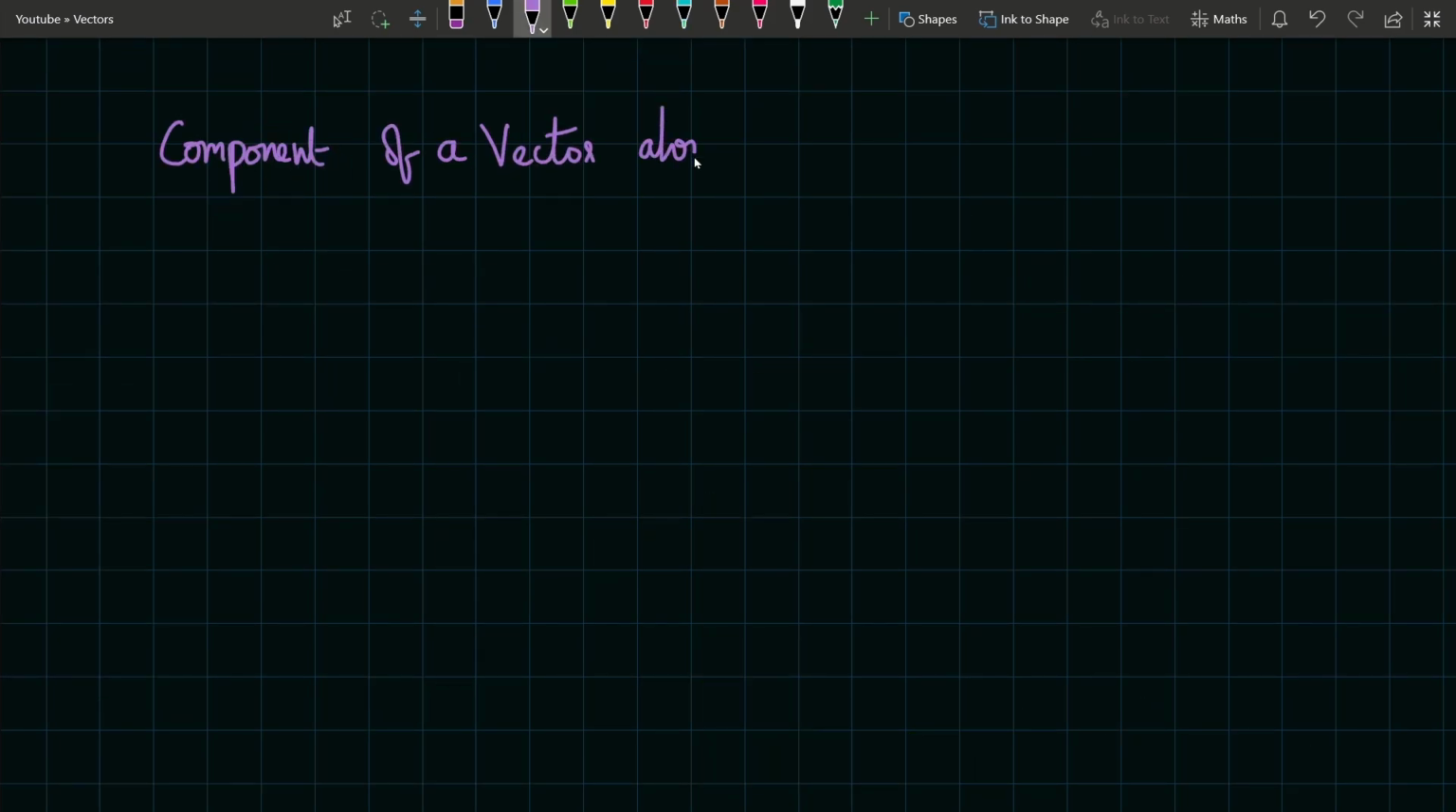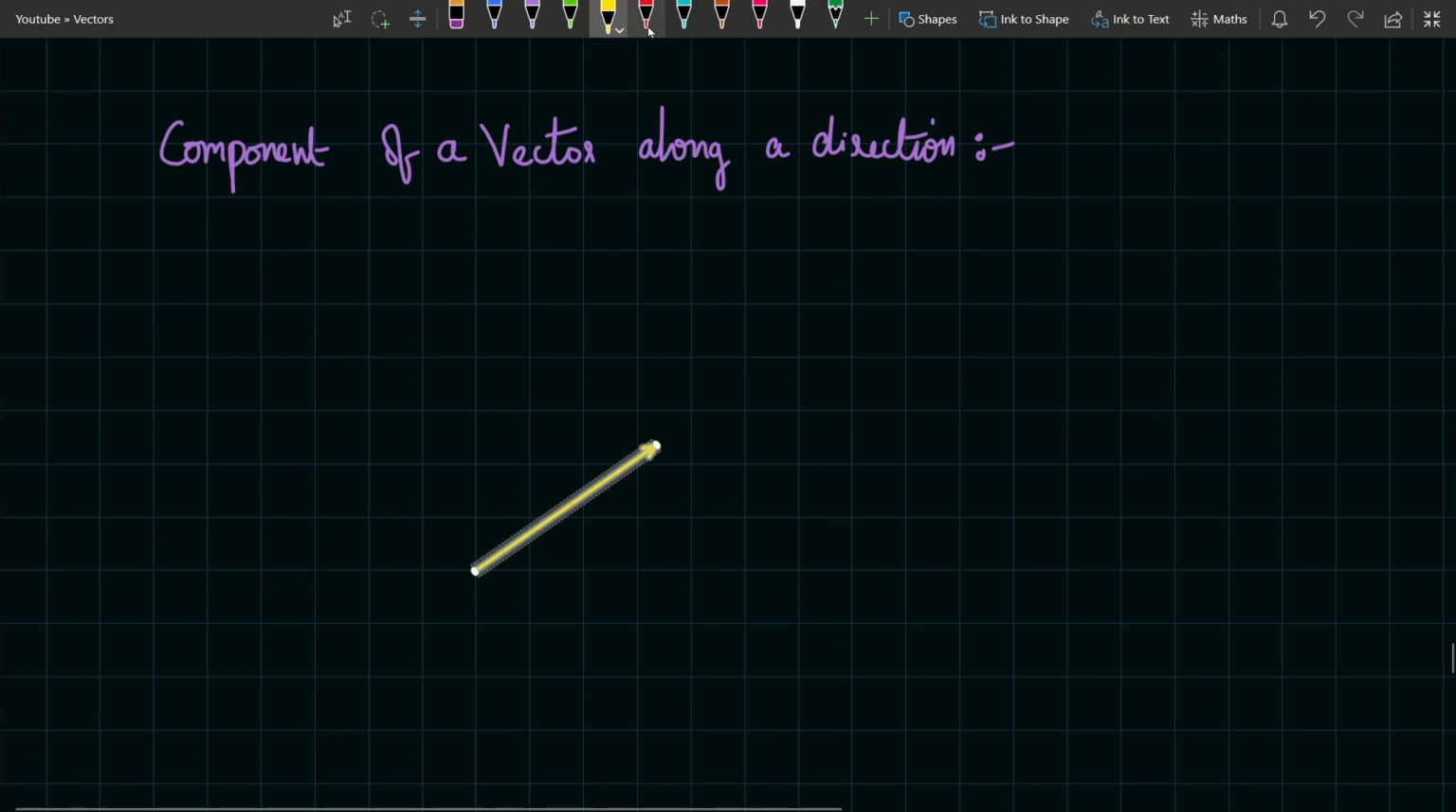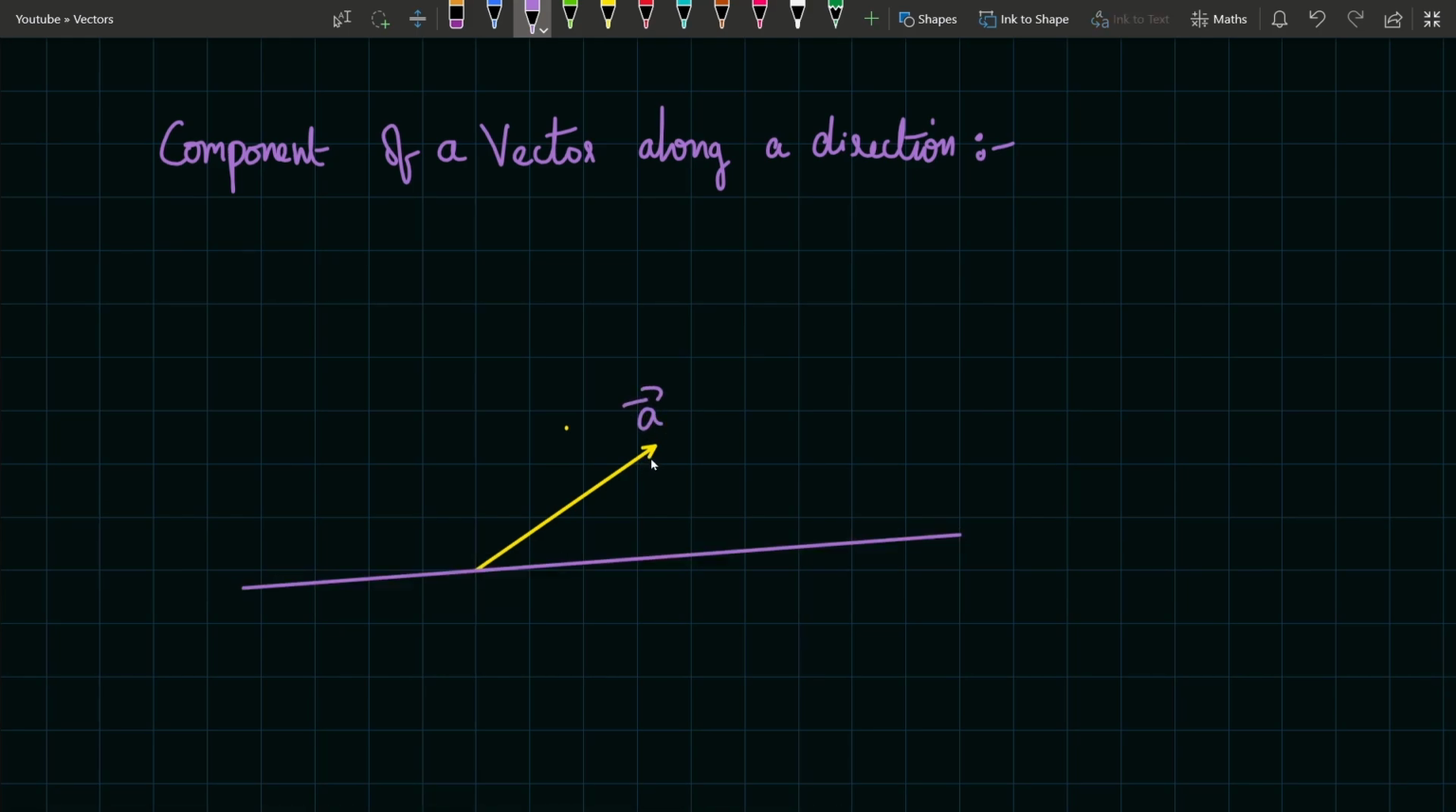Component of a vector. So let's see a concept called component of a vector along a direction. Let me have a vector like this. I want to find its component along a direction. I want to find its component along some other direction. For example, I'll take this direction. I want to find the vector A's component along this direction, along the line.